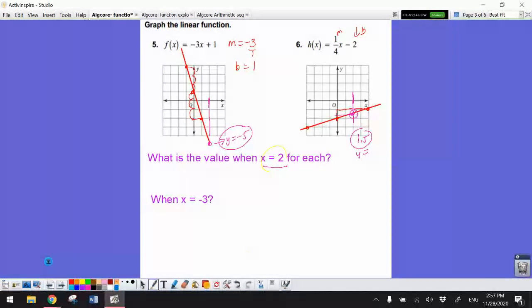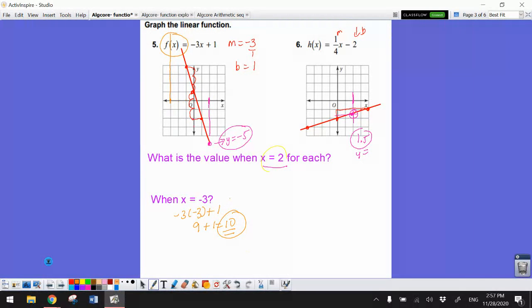What about when x is negative 3? Well, negative 3, 1, 2, 3. I don't know where this one's going to be. I can't tell from the graph, but I could substitute it in. So negative 3 times negative 3 plus 1, that's 9. 9 plus 1 is 10. So I can assume that my y value is going to be 10.